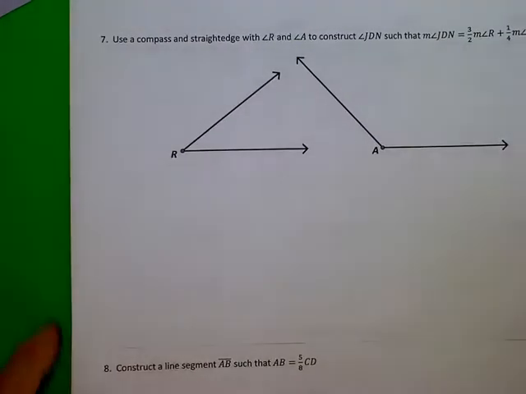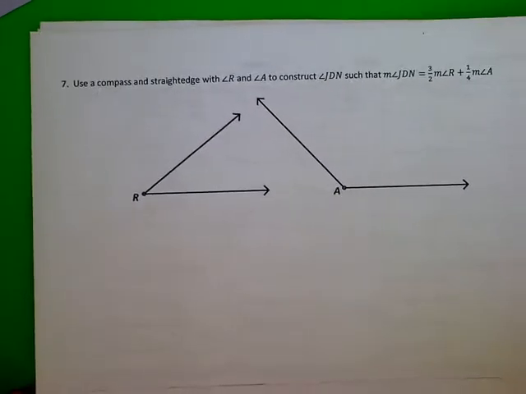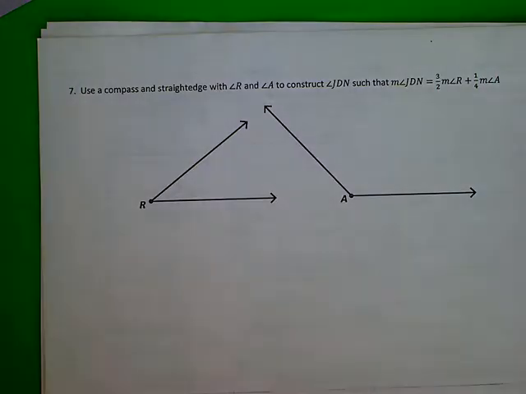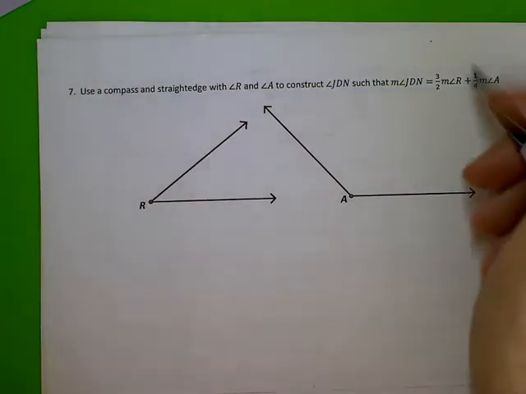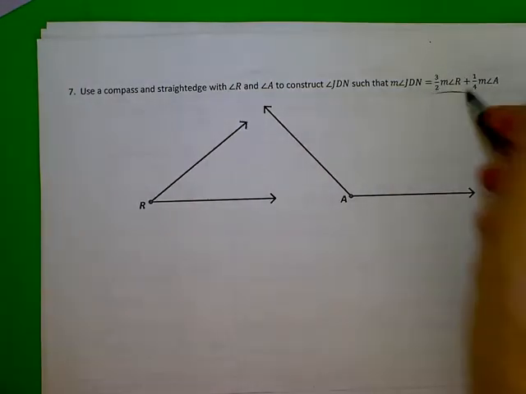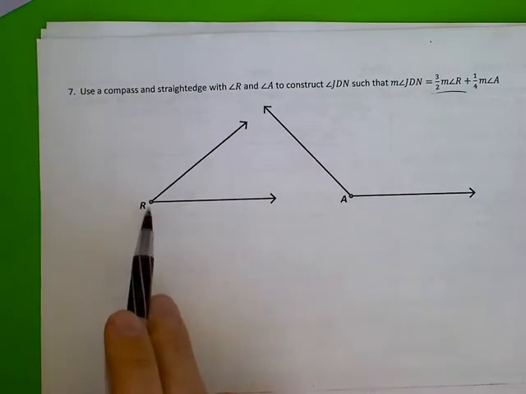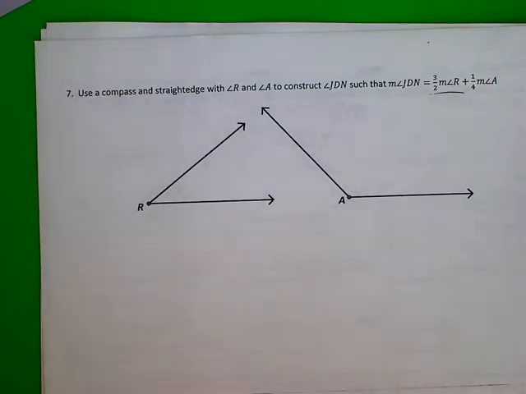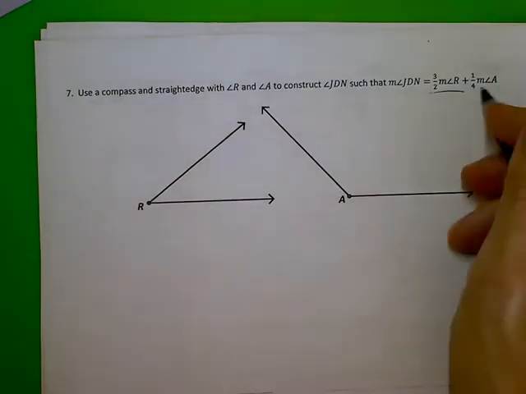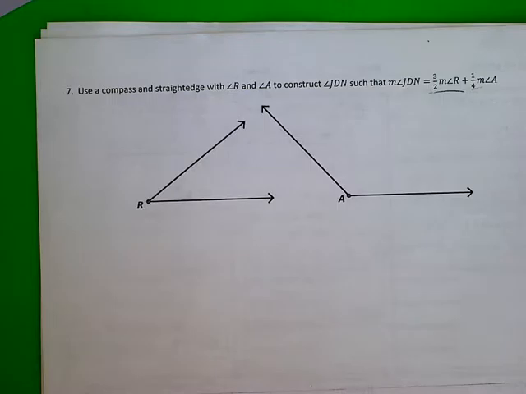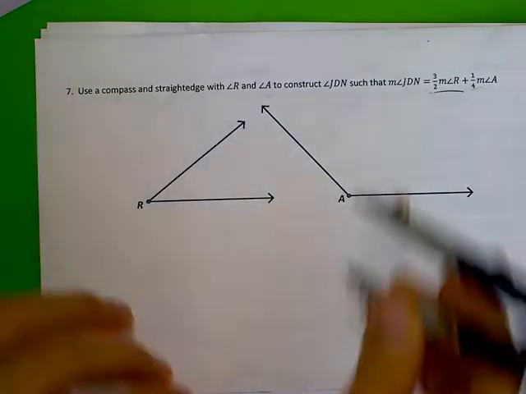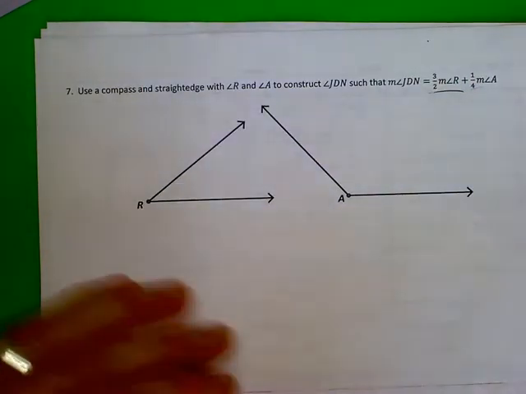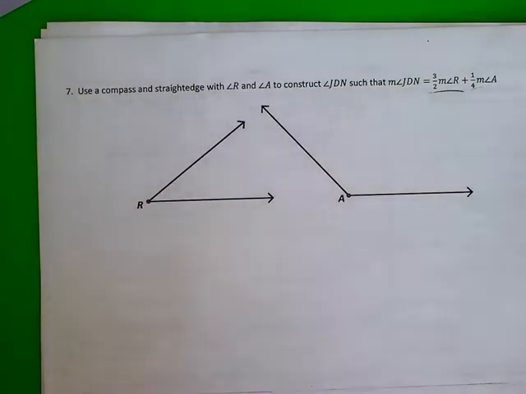Okay, let's go through the constructions on the back. So, I've got these two angles. I need to somehow find 3/2 of angle R. That's this one. And I need to find 1/4 of angle A. Let's find 1/4 of angle A first. So to find 1/4 of angle A, first I need to cut it in half, and then cut the half of it in half again.